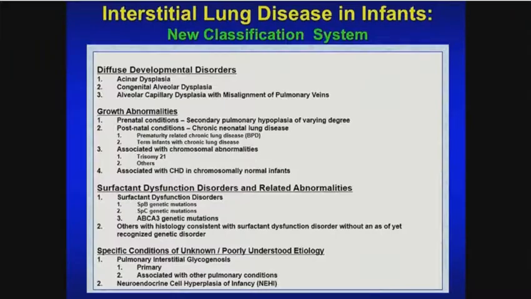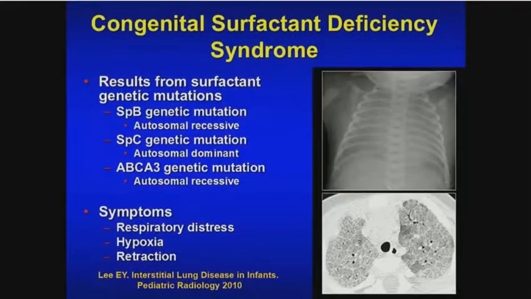So we're going to talk a little bit about the new classification for interstitial lung disease that occurs in the pediatric population. The one category that I really want to focus on today and introduce to you is under surfactant dysfunction disorder and related abnormality. In this category, we have 3 major mutations: SPB genetic mutation, an autosomal recessive condition; SPC genetic mutation, an autosomal dominant condition; and ABCA3 genetic mutation, an autosomal recessive condition. Affected infants and young children present with respiratory distress, with hypoxia, and on physical examination you will see some retraction.